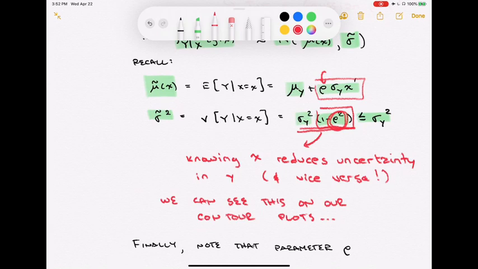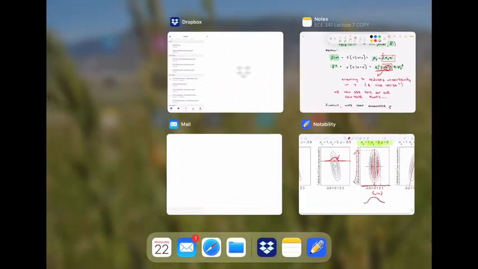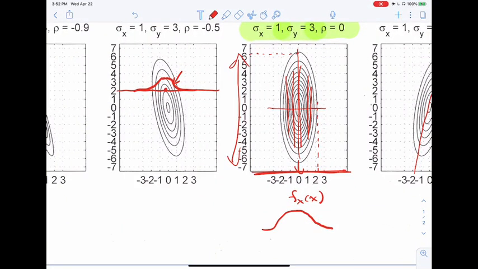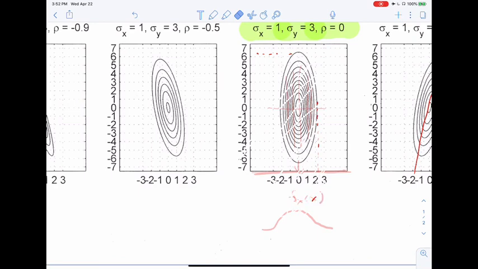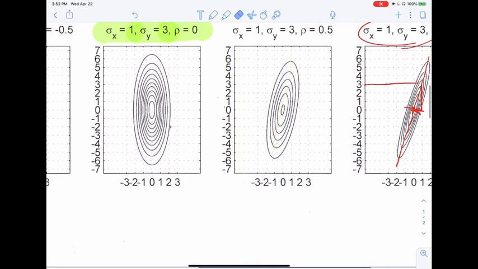We can see this on our contour plot. So let's switch over to the other application and take a look at some of these contour plots and see if we can make some sense of that. I'm going to clean these up a bit, okay? And we will look at some examples of these. I'm going to probably pick, at least initially, how about this one?